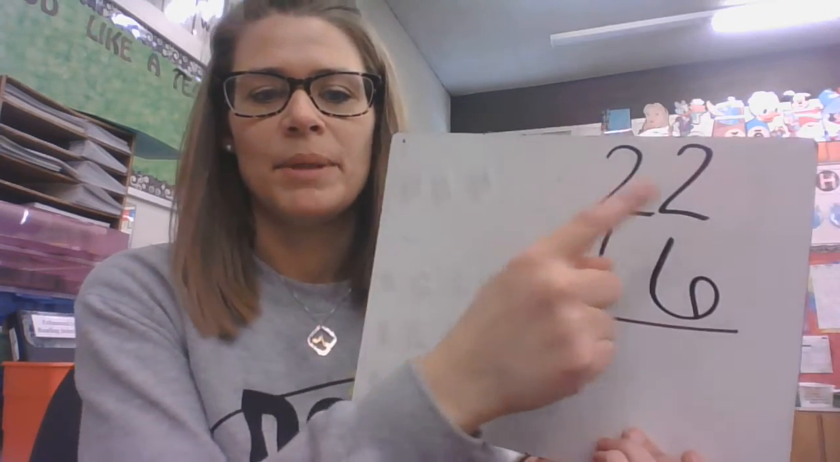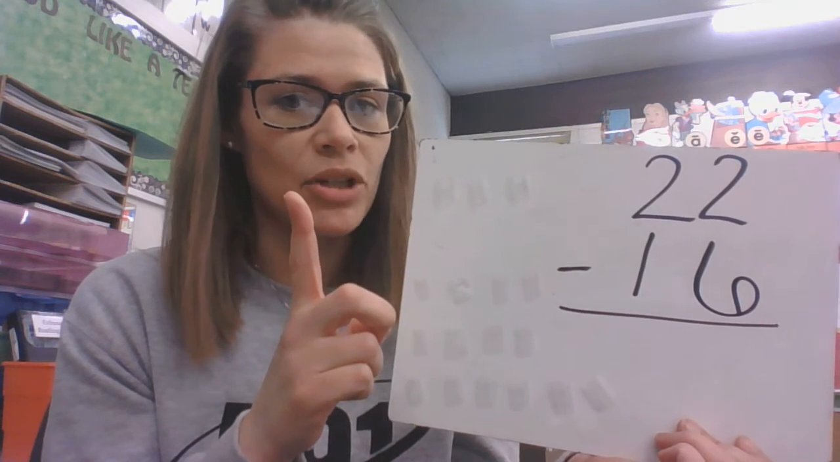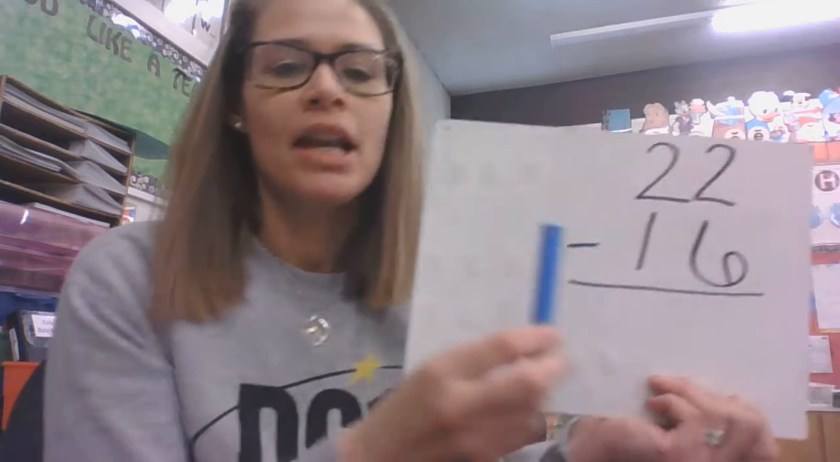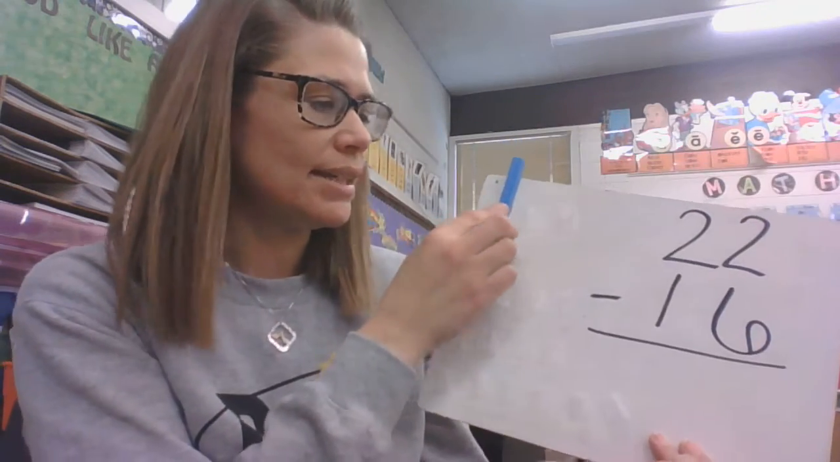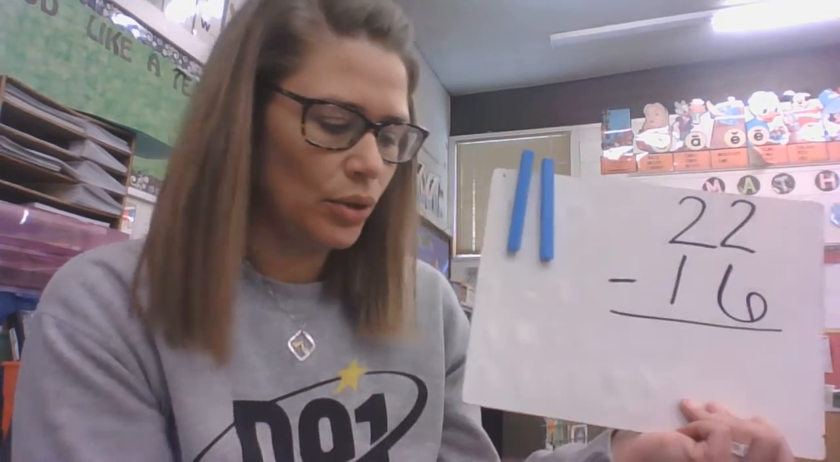Okay, my next problem is 22 minus 16. Which number am I going to make? Because when I'm doing takeaway, I'm just making one number. I'm going to make my bigger number. I'm going to make 22. So in 22, I have 2 tens. And how many ones do I have in 22? 2 ones.